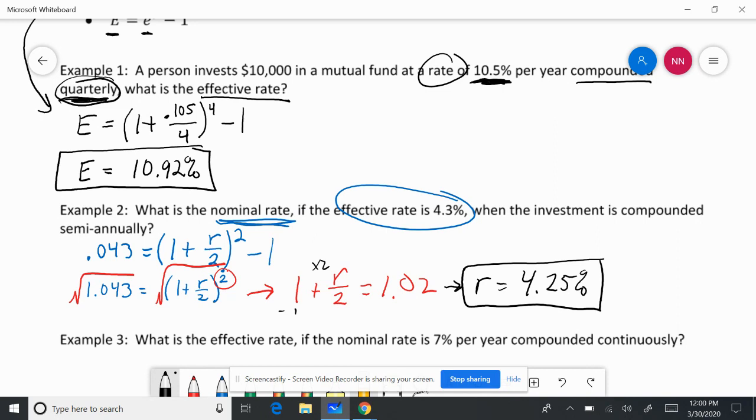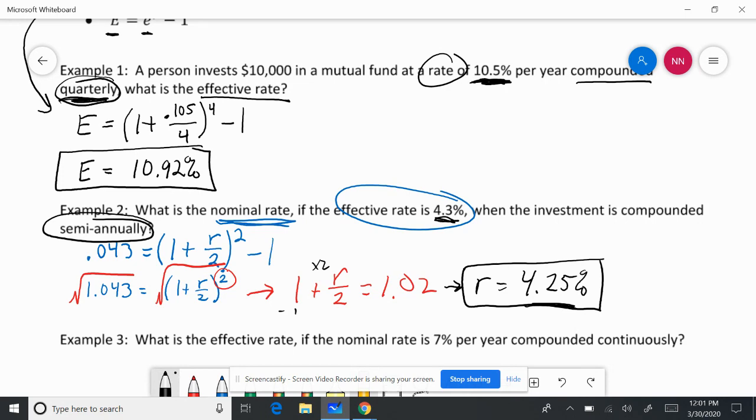So if we're looking at this, 4.3%, 4.25%, notice that there's just a little difference. And the reason that there's a little difference is that it's semi-annually. So it's only compounded twice a year. Nominal rate would be just once a year.